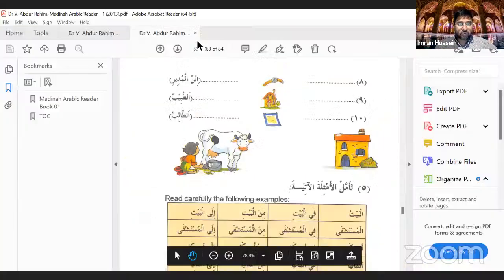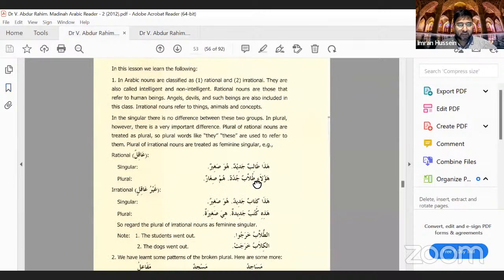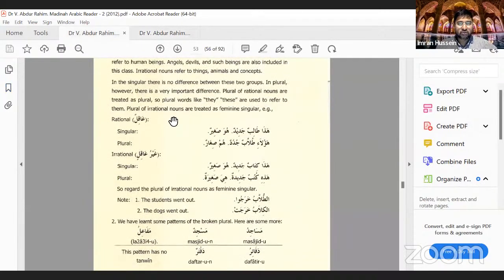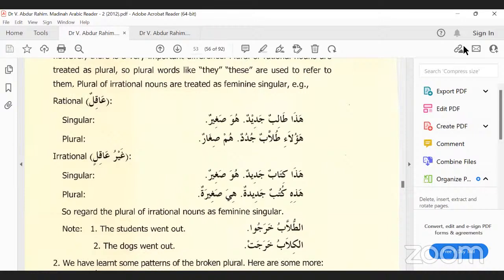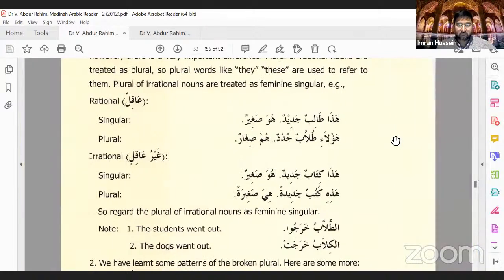Okay, let's continue. Where are we? Now, so who's reading? Sister Zainab. Bismillah, continue now. Finish this now. Hadha talibun jadidun. Where is the mubtada? Where is the khabar? Haza talibun jadidun. Haza is mubtada. Correct? Talibun jadidun is khabar.